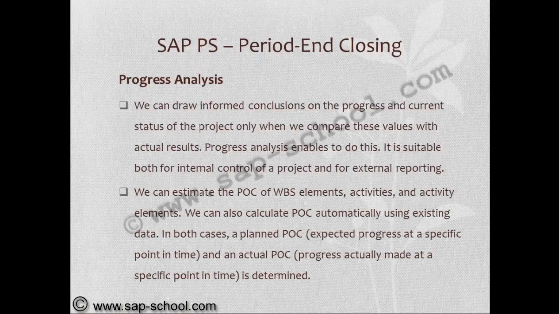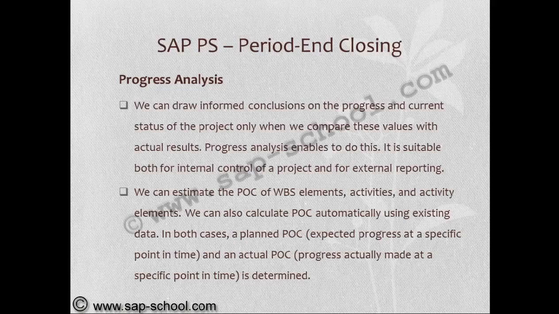We can draw informed conclusions on the progress and current status of the project only when we compare these values with actual results. Progress analysis enables us to do this. It is suitable both for internal control of a project and for external reporting. We can estimate the percentage of completion of WBS elements, activities, and activity elements. We can also calculate percent of completion automatically using existing data.